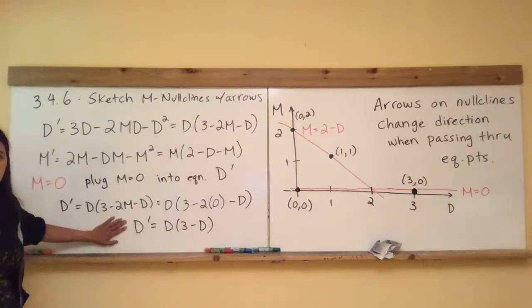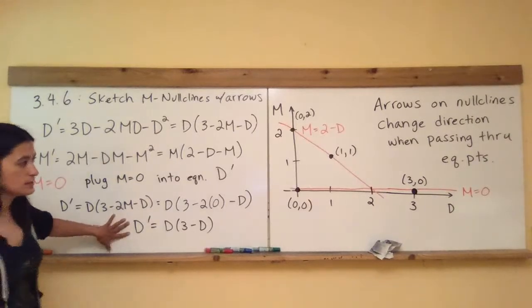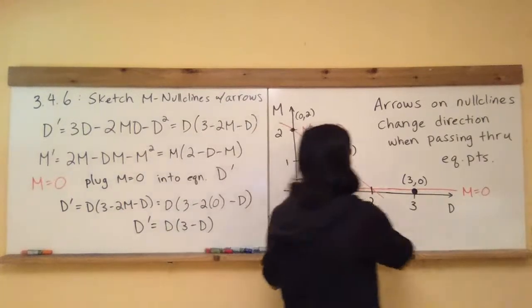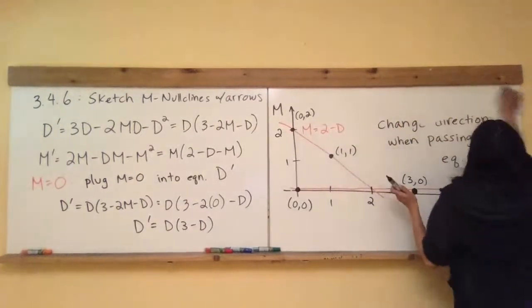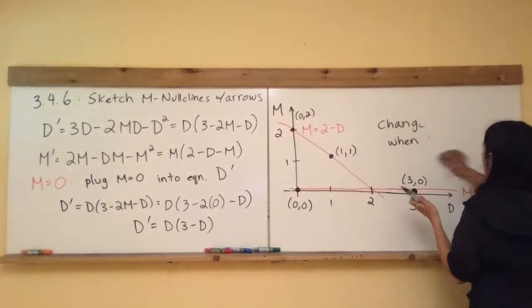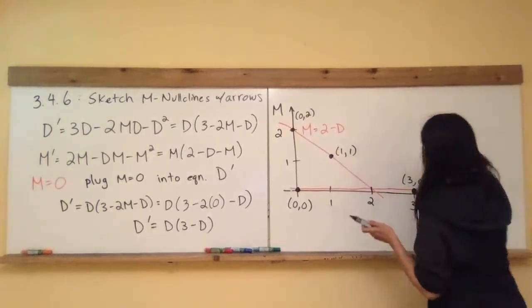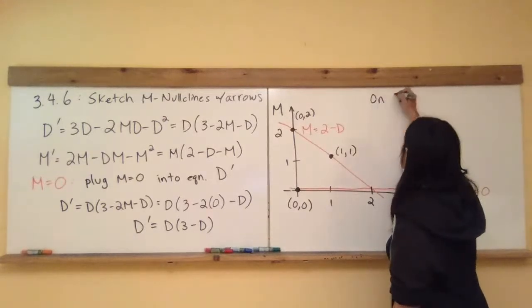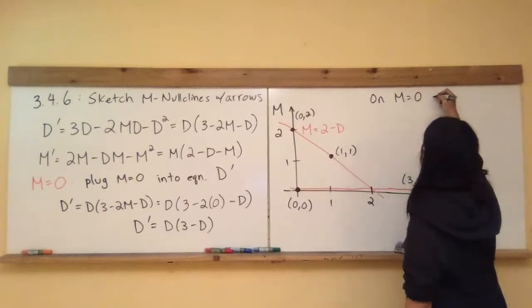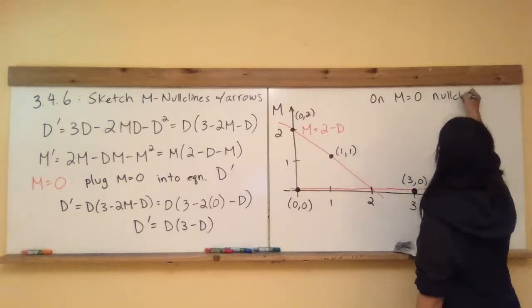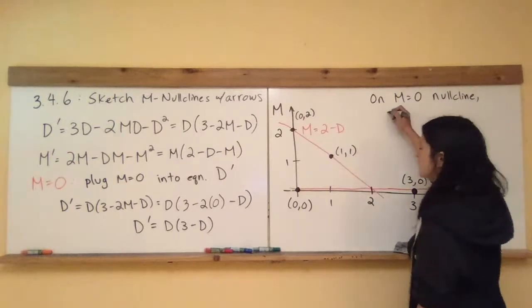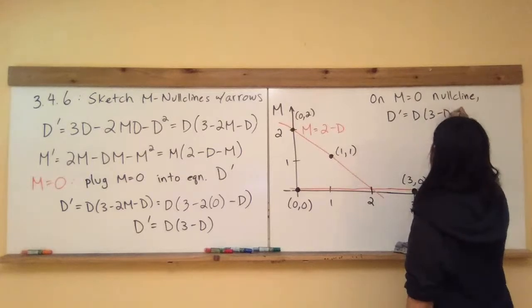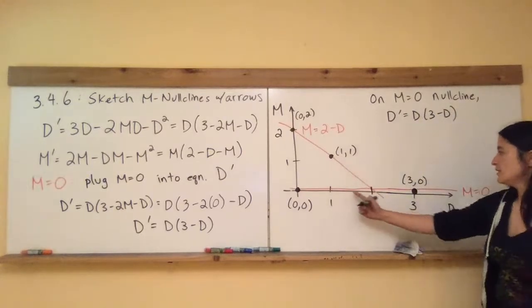So I'm going to plug in M equals 0 here, and I'm going to get D times 3 minus 2 times 0. That's where I plugged in the assumption that M is equal to 0, minus D. And so that tells me that D prime is equal to D times 3 minus D. I'm going to try to analyze this by displaying it graphically on this picture right here. Remember that I'm just working on M is equal to 0. So on the M is equal to 0 nullcline, I have the statement that D prime is equal to D times 3 minus D, right here.